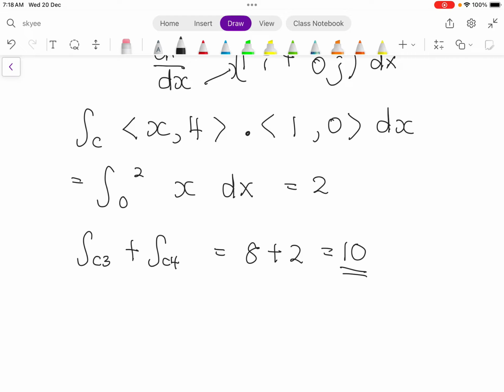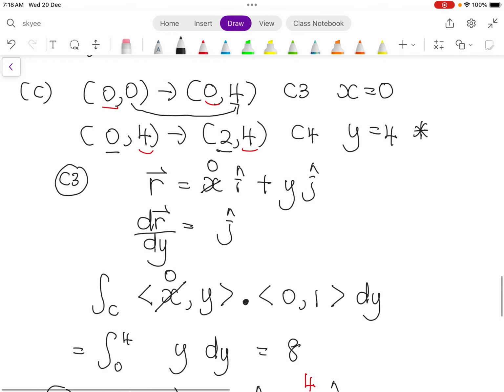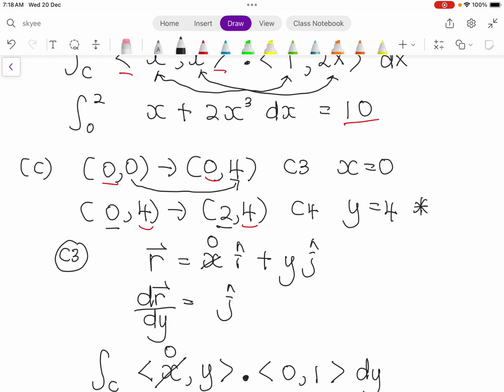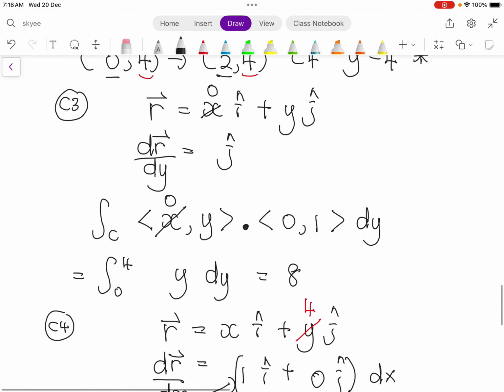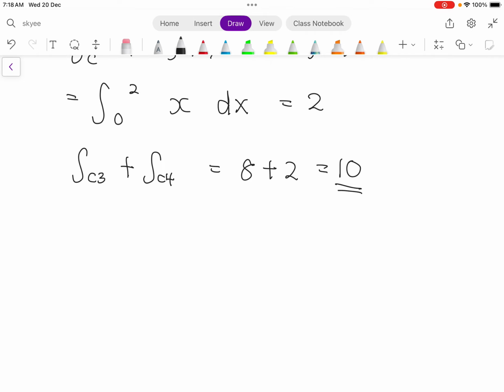Can you see, when you perform line integrals of a vector field using different paths, C1, C2, C3, C4, you get the same work done. It means that the line integral of the vector field is independent of the path. Independent of the path means it doesn't matter what path you choose.